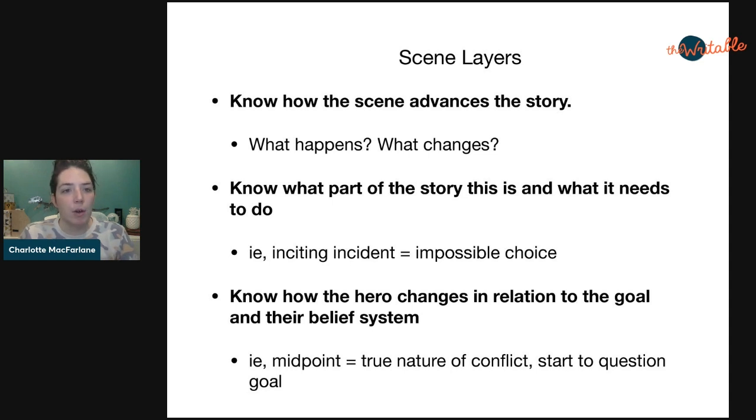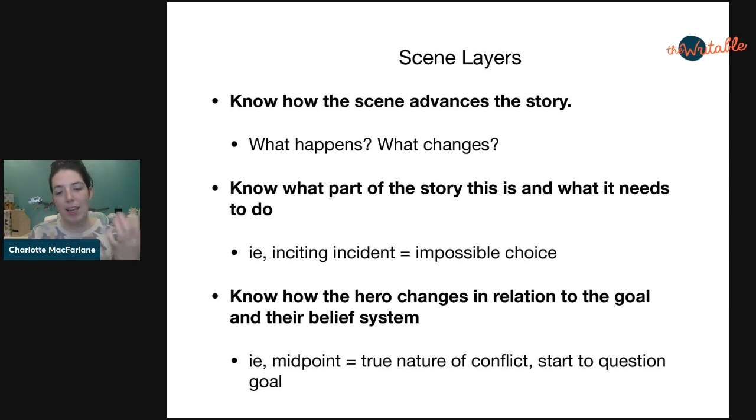Right. And the third thing that I really think we need to think about, specific to the scene itself, is knowing how the hero changes in relation to the goal and in relation to their belief system, right? So stories are all about a belief shift. We've got a character who starts out, they've made some sort of impossible choice and taken on the story problem. They have a goal of how they're going to solve it. And as we go through the story, at some point, that goal is actually going to be modified in some way, and their belief system is going to change.